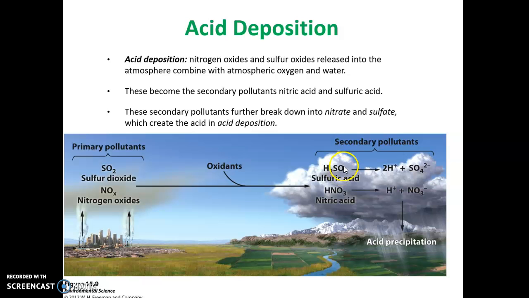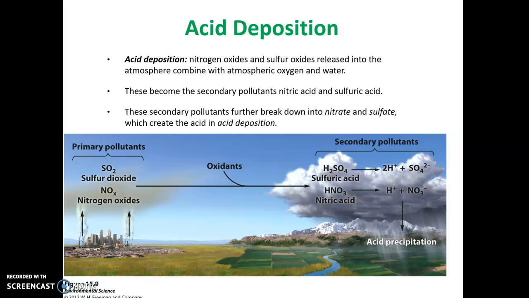And then sulfuric acid and nitric acid break apart into two hydrogen atoms, positively charged, and a sulfate ion, which is negatively charged. And in the case of nitric acid, a hydrogen atom positively charged and a nitrate molecule negatively charged. And these are also secondary pollutants because they were formed only after reactions. They were not from a primary source. And these components are what make up acid precipitation.